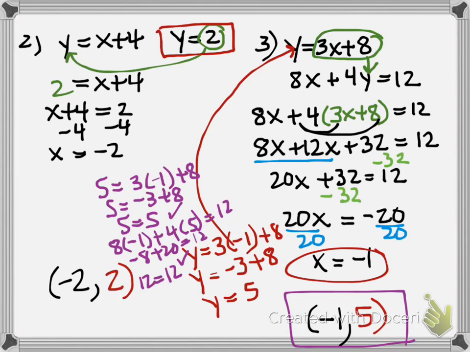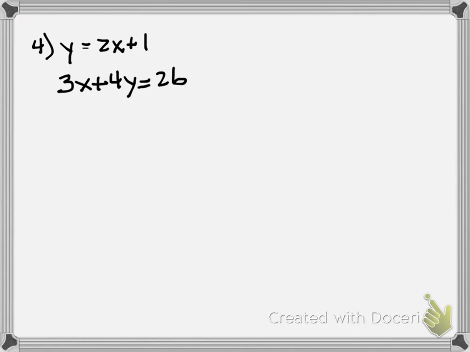Okay. You guys want to try here? I'm going to give you one more. I'm going to have you guys try this one on your own. This is number 4. Y equals 2x plus 1, 3x plus 4y equals 26. See if you can come up with the correct ordered pair.